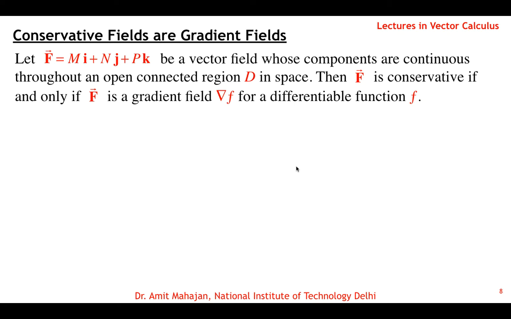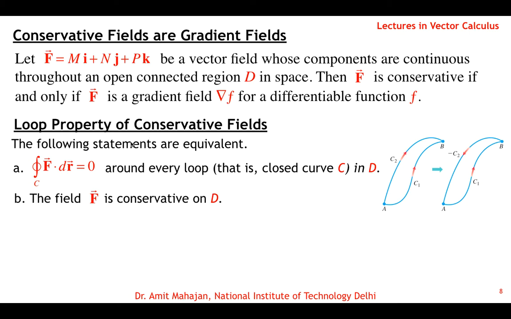It results in one important loop property of conservative fields. The following two statements are equivalent. If the line integral over the closed loop C is 0 around every loop, that is, every closed curve C in D, then the field F is conservative on D. Or if the field F is conservative on D, then the line integral over a closed loop is always 0.